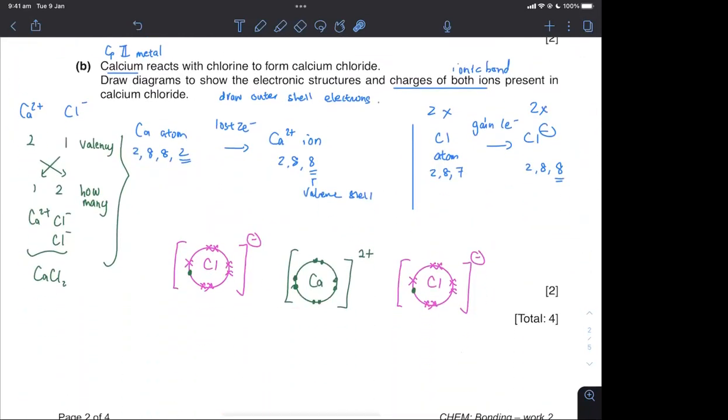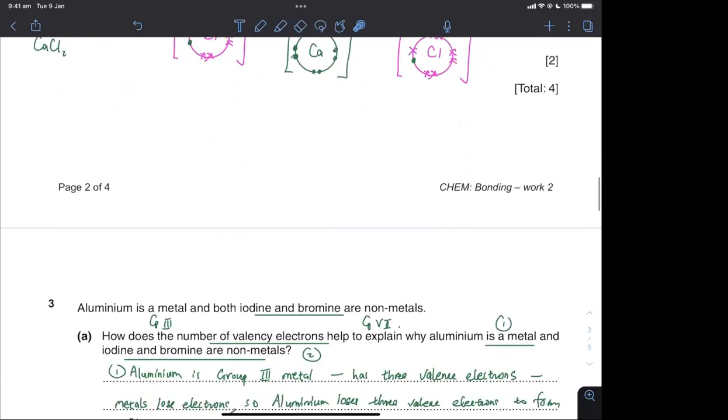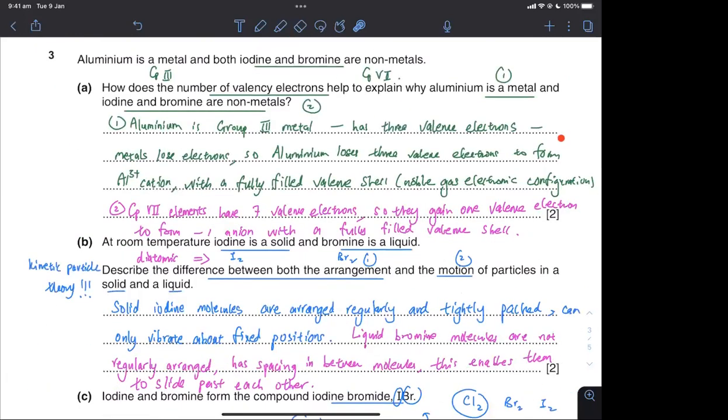I think dot and cross is usually okay. So just make sure you draw the dot there from the metal or the cross from the metal. And this one was quite badly done.